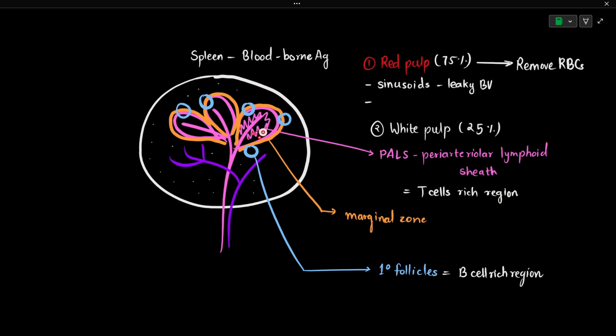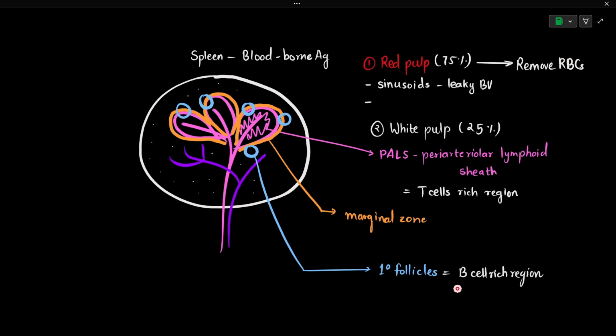Here in this PALS region, those blood-borne antigens are going to face those naive T cells, which were brought by the blood, with the help of MHC molecules, and this is how the T cells present in the PALS region get activated. Whereas the primary follicles are rich in B cells. So this is a microenvironment provided for B cells.